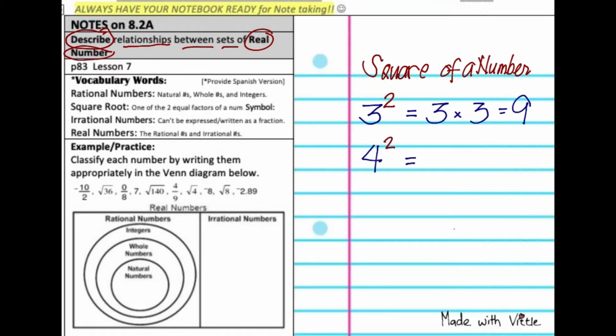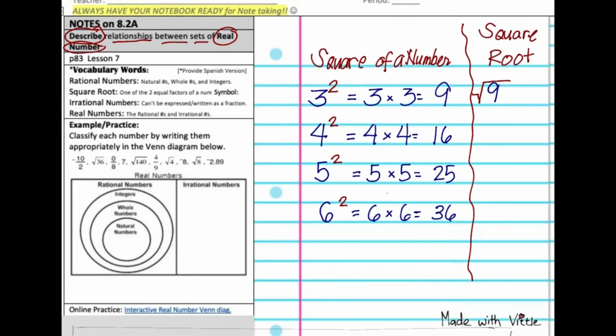Now let's try the square of 4, or 4 squared, or 4 to the second power. What will be the value? Will you be able to tell the value of 5 to the second power, or 5 squared? What about 6 squared? What if I want to get the square root of 9? Meaning, I want to go back to where it came from.